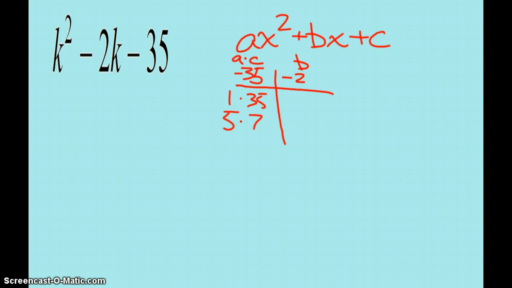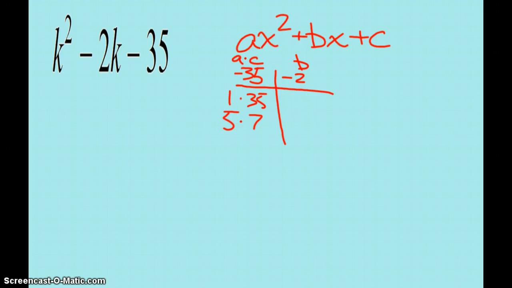Now I can see that it's negative 35, so one of my factors has to be negative so that the product is negative 35. At the same time, we want it to add up to negative 2, so the larger of our two factors needs to be negative as well. So one of the factors needs to be negative, and it's actually the larger one.